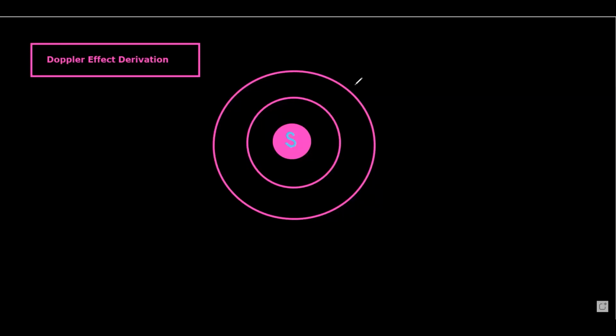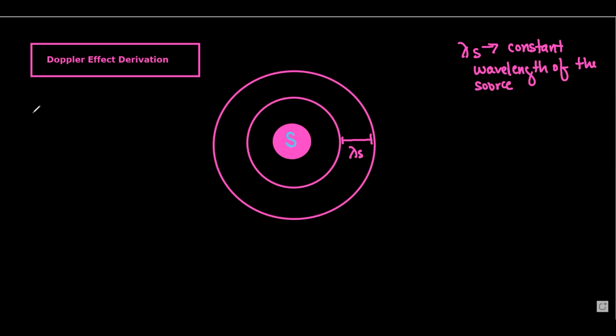Now, the sound wave emitted earlier and the sound wave emitted later on has a substantial distance between them, and we call them the wavefronts. Each of these circles here represents a wavefront of the sound wave. The distance between one wavefront and the other is the wavelength of the sound wave. We can represent it as lambda s, the constant wavelength of the sound wave or of the source.